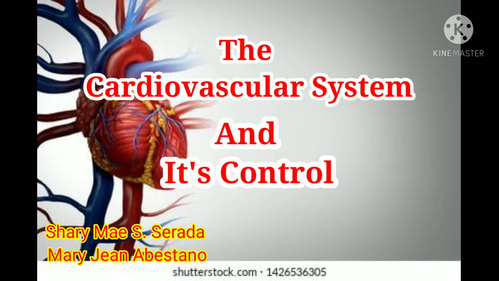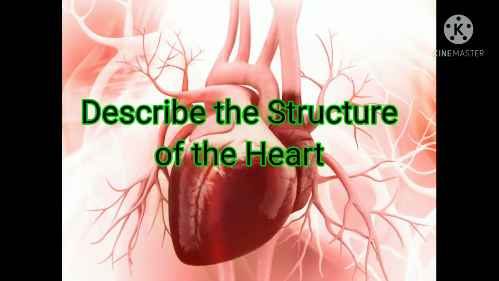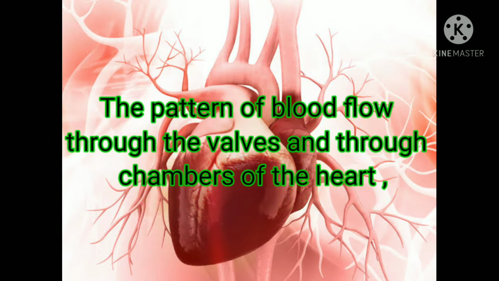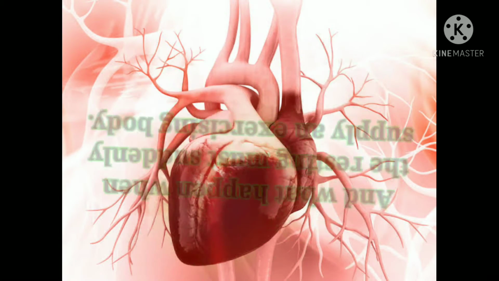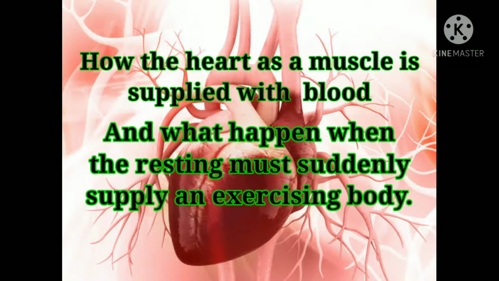Cardiovascular system and its control. Describe the structures of the heart, the pattern of the blood flow through the valves and through chambers of the heart, how the heart as a muscle is supplied with the blood, and what happens when resting must suddenly supply and exercising the body.